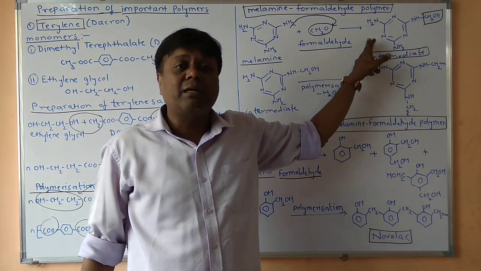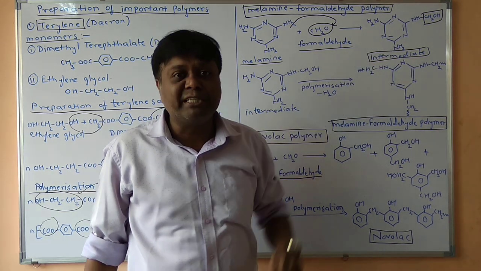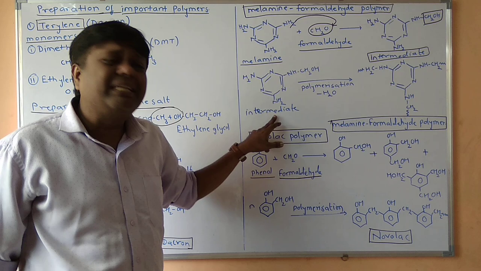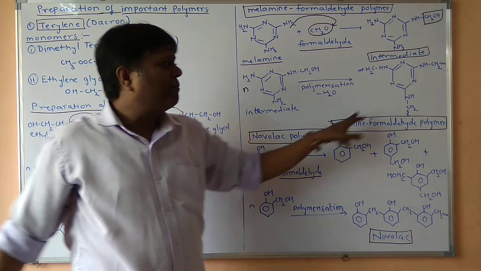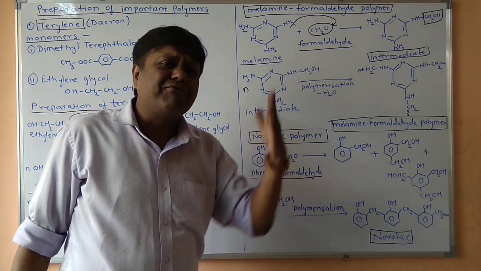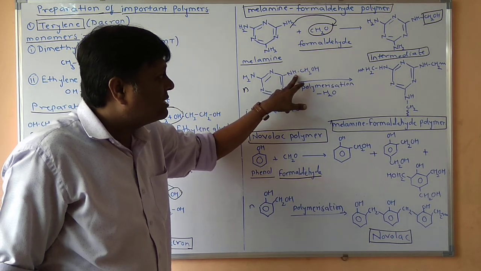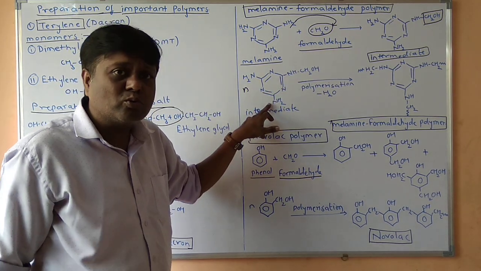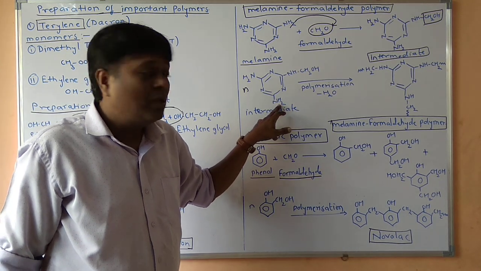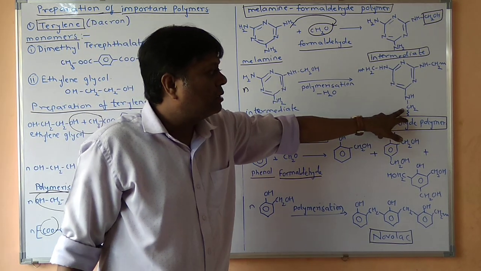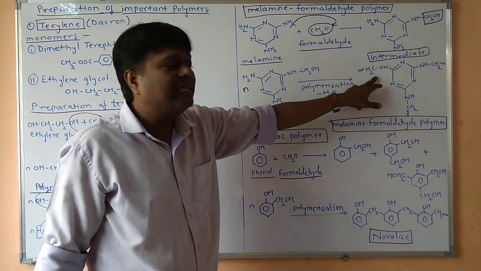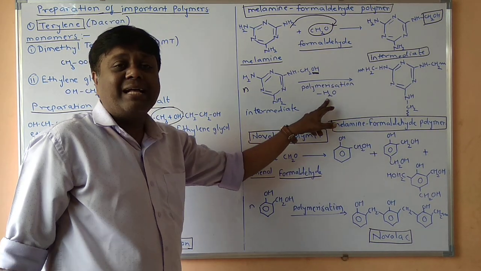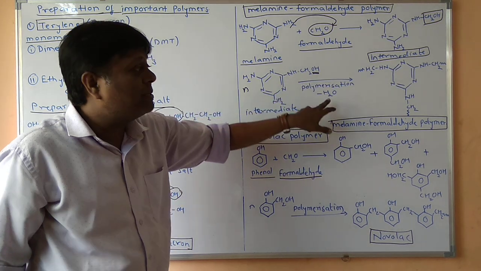Second step, we will start the polymerization from the intermediate. So this intermediate I have taken here. Combine this so many times, that is n times, to form the polymer. Now everywhere there is a removal of H which combines with the CH2O to form CH2OH. Likewise, here also one hydrogen from NH2 goes with CH2O to form CH2OH. Again here there is a CH2OH. This OH is removed as H2O. This OH is removed as H2O.